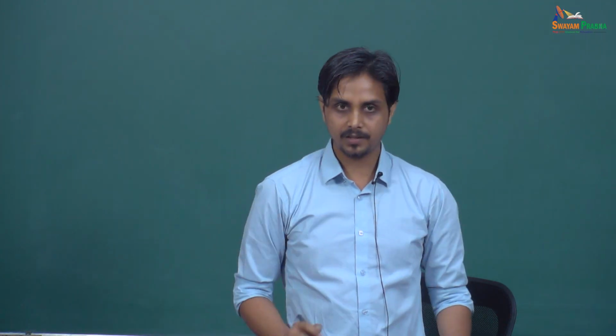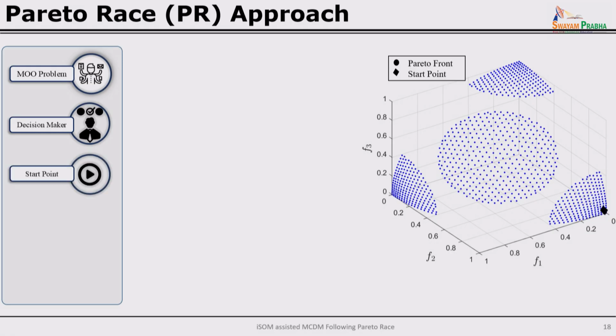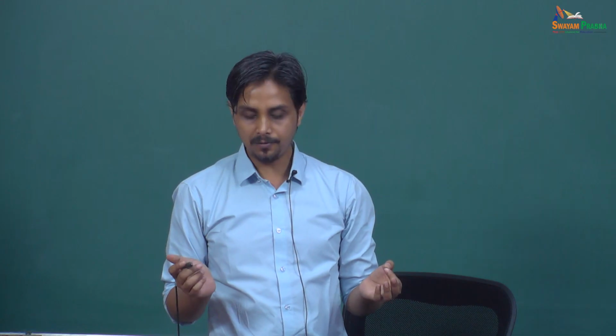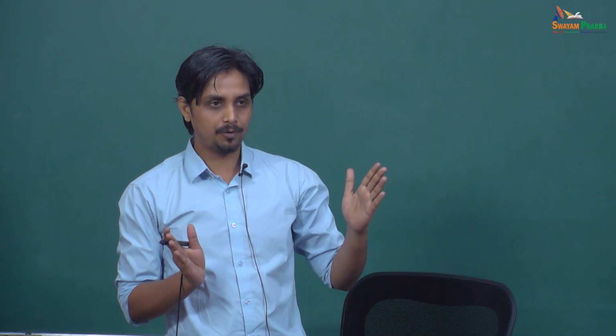There is a multi-objective optimization problem, and there is a decision maker, of course, and they have to pick a start point. The start point will be one of the feasible points in the design space. Corresponding to that, we will compute the objective function values and calculate the corresponding Pareto optimal solution. So this is the start point over here. Now from here, the decision maker has to make 2 decisions. The first one is in which direction they want to move and what step size they want to move, depending upon the F1, F2, F3 they like.